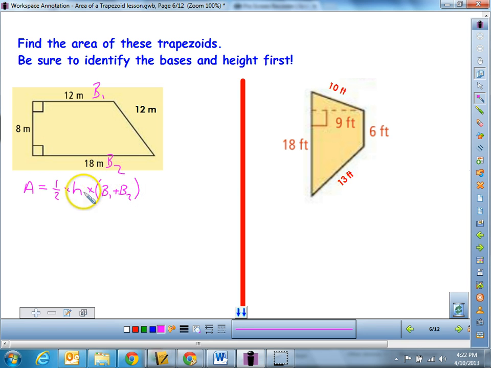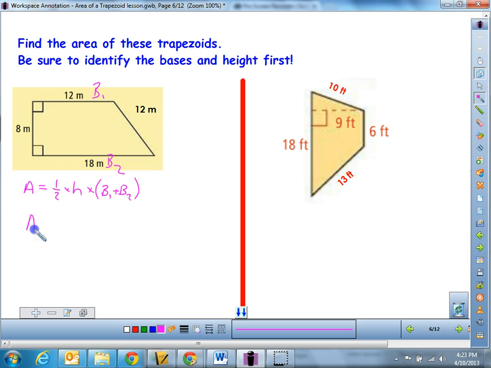Now keep in mind, on the first slide, I guess it said 1/2 times base 1 plus base 2 times height. On the last slide, it wrote it this way. Remember, the order of multiplication doesn't matter. What matters is this parentheses. You have to make sure that you add these together first before you go ahead and start multiplying. So let's fill in what we know.